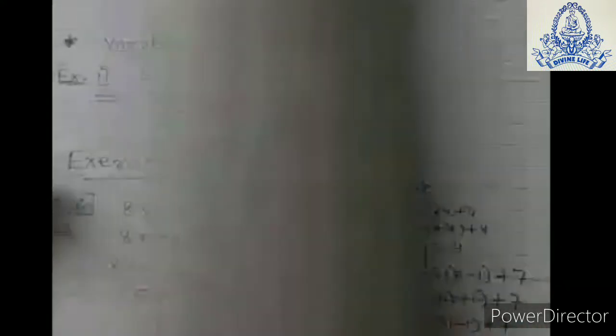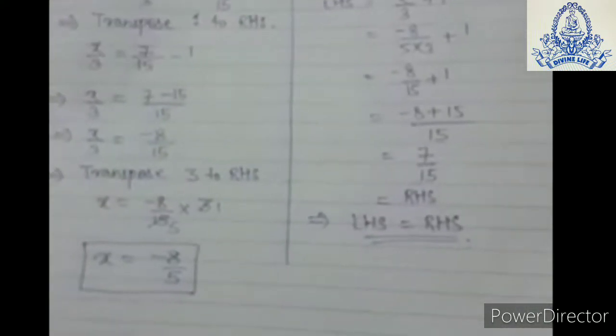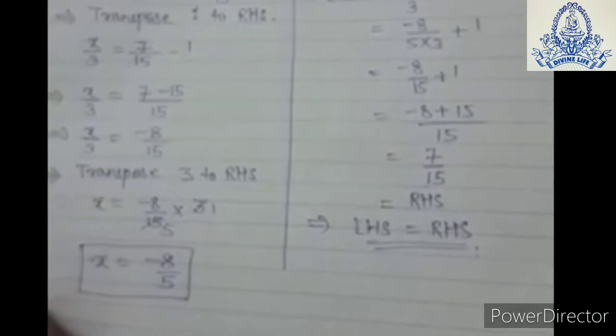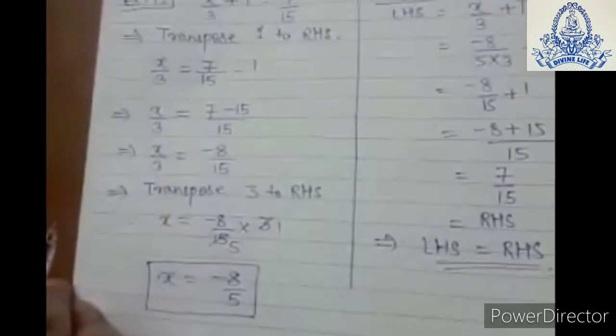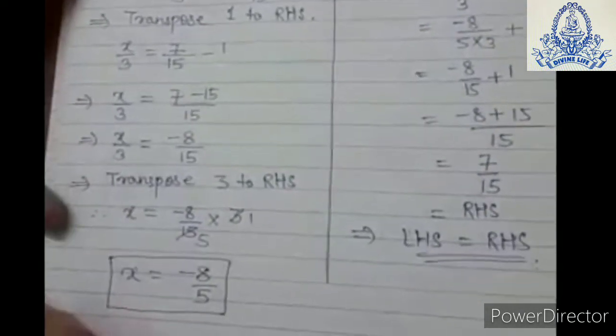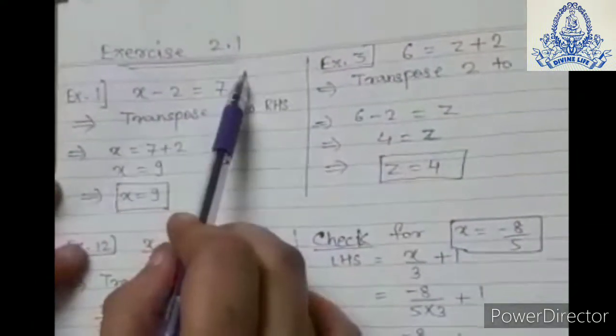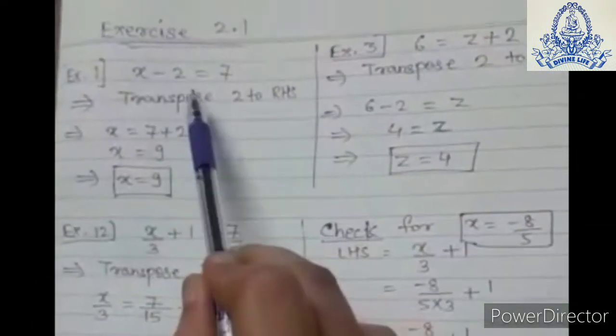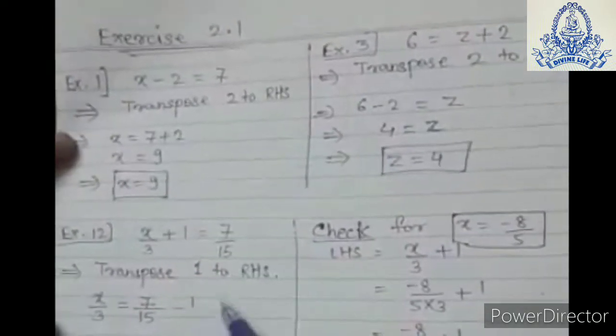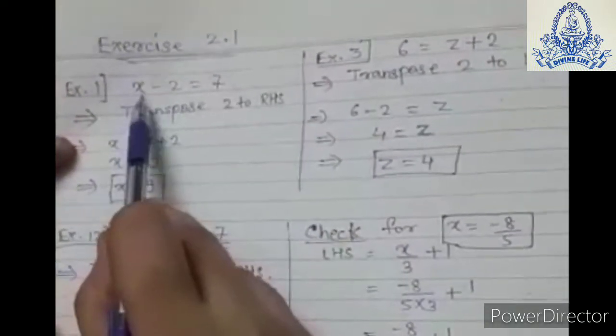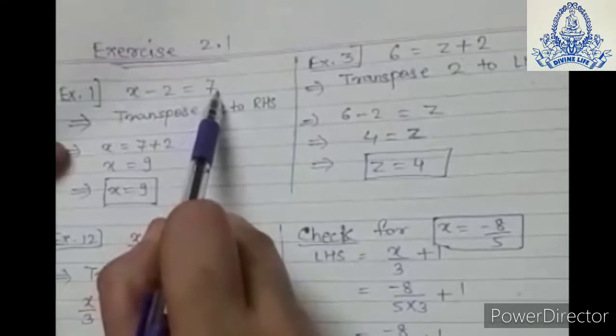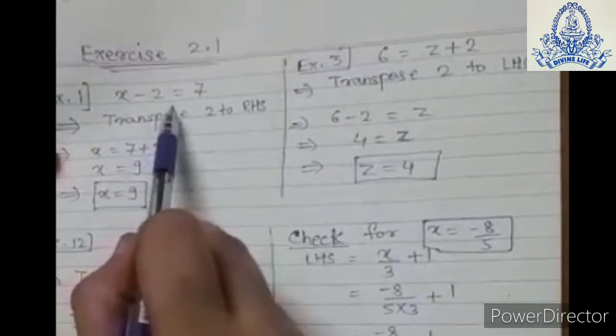Now we will start the next exercise, that is exercise 2.1. Here you have to find the values of these equations. In this exercise we have to find the solution of these equations. See, the first example is x minus 2 is equal to 7. Now we have to find the value of x.